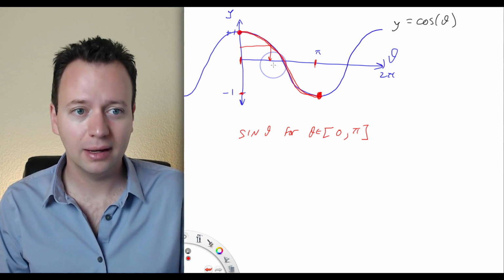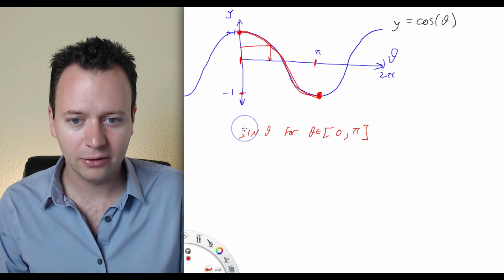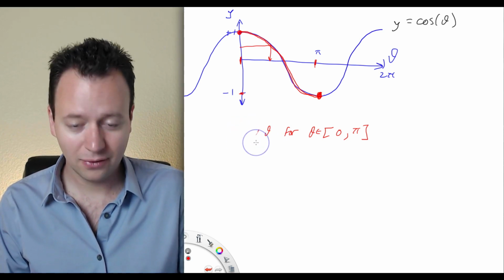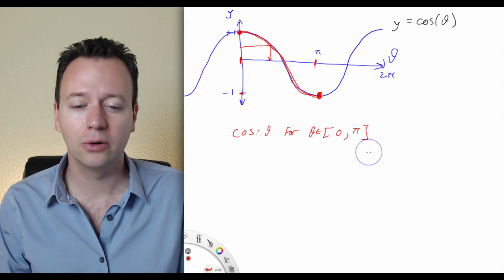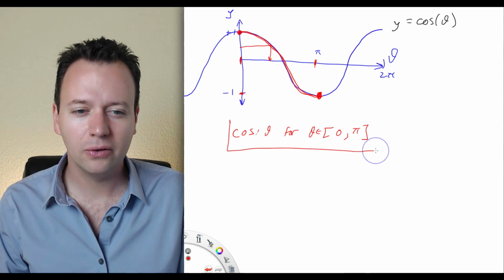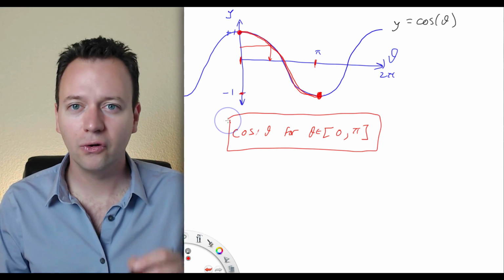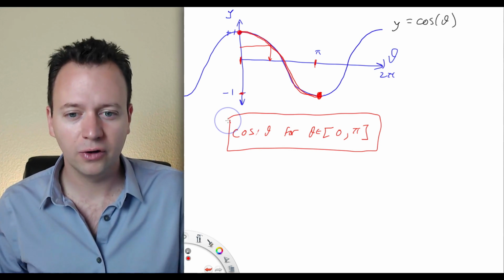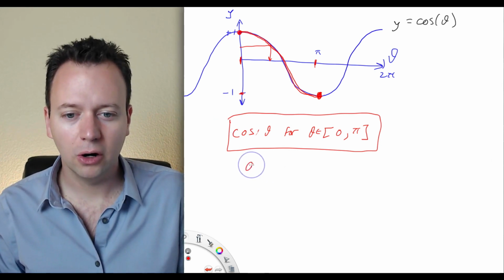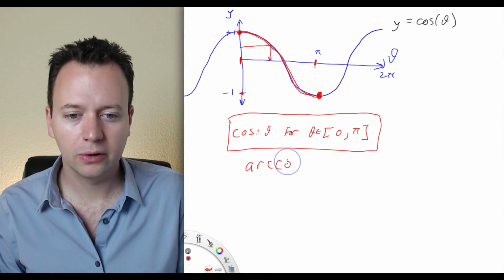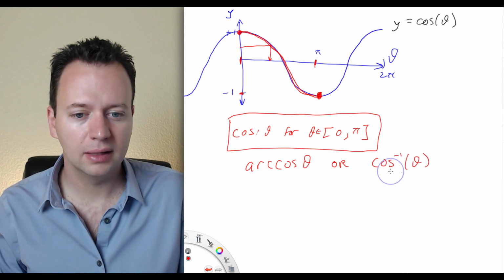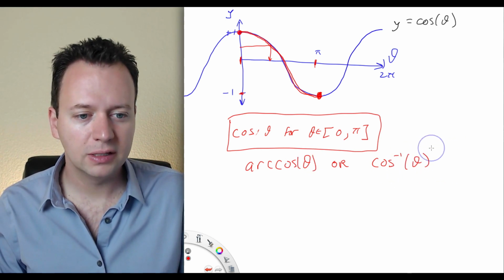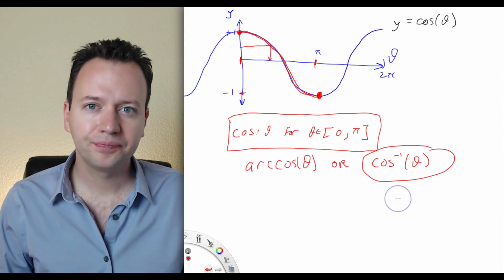It's, and I did write sine down here, didn't I? Cosine, if you were worried about that, that's a good catch. Cosine of theta for theta on 0 to pi. So that's exactly how the inverse function, so the inverse cosine function, is defined. It's also called arc cosine of theta, or cosine -1 of theta, like this. So this is the common notation.